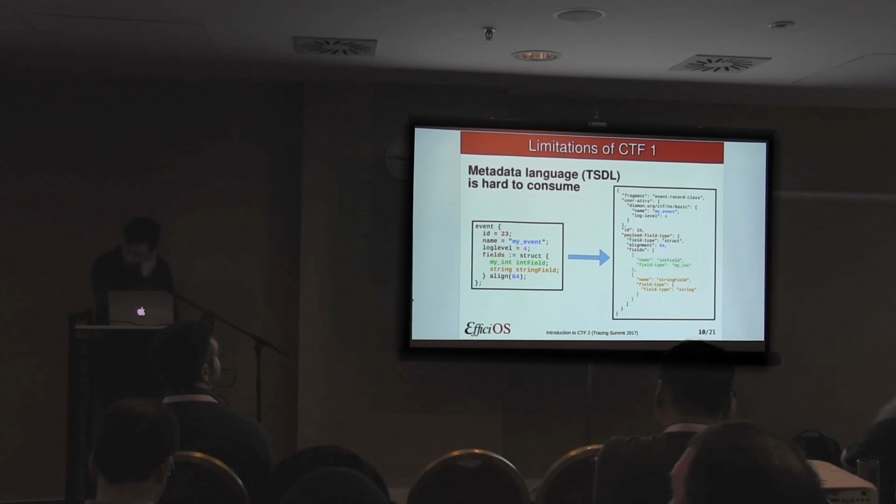So that's a small example of going from TSDL to our JSON representation. Again, the colors are used to match the left and right. It's a bit more verbose, but again, we don't write it manually, so who cares? I mean, the tracer doesn't care.